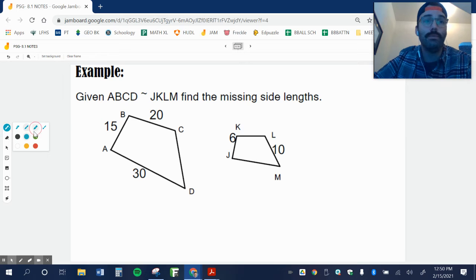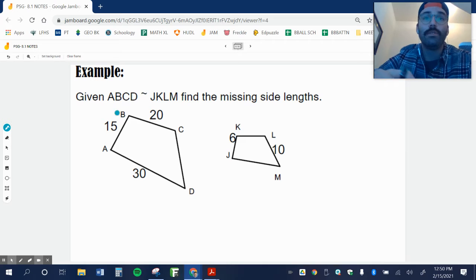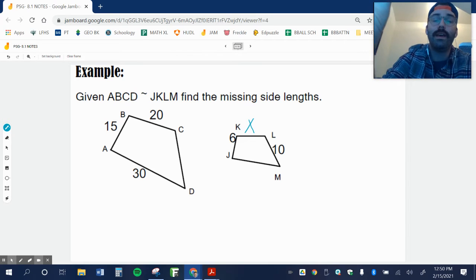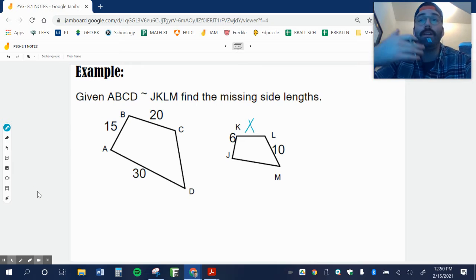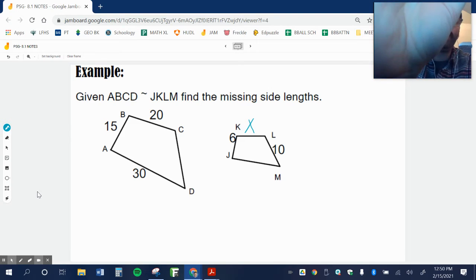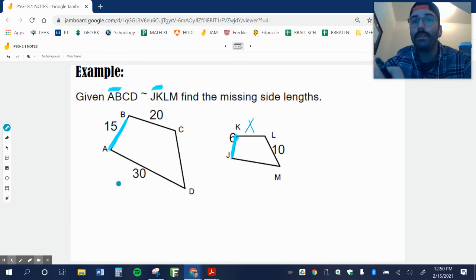All right, so let's look at an example here. I said that the ratio of the corresponding sides must be congruent, so I want to find the missing side lengths here. First side length I want to find, let's call this X. We'll find KL. I want to use two sides that I already have, and set up the ratio of those two sides to help me find sides that I don't have. I know that AB, the first two letters, is 15. JK corresponds with AB, because those are the first two letters, and that's 6.